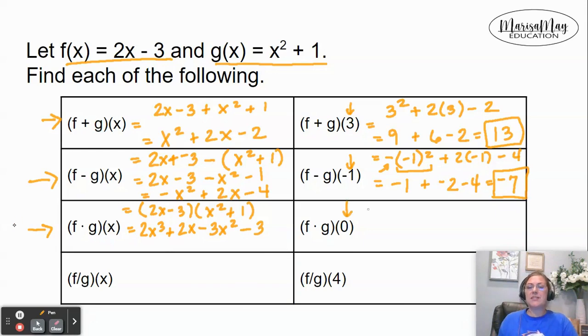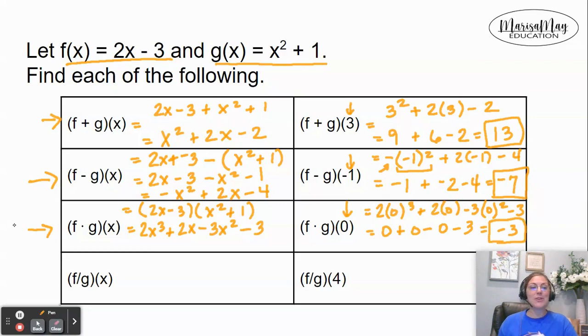Now we'll substitute in 0. So 2 times 0 to the third plus 2 times 0 minus 3 times 0 to the second minus 3. So 0 to the third gives me 0. 2 times 0 gives me 0. 3 times 0 to the second gives me 0 minus 3. So I end up with negative 3 here.